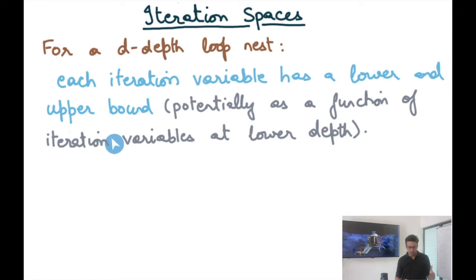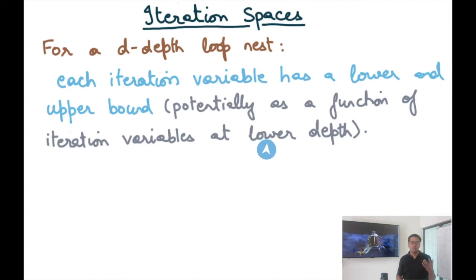This is a constraint that we're going to work with in the polyhedral model. But notice that these lower and upper bounds can potentially be a function of the iteration variables at lower depth. So for example, if I have a 2-nest loop depth, the first iteration variable is i for i equals 0 to n, and the second iteration variable is j, then i is the lower depth variable because it's at depth 0, and then j is the higher depth variable, it has depth 1.